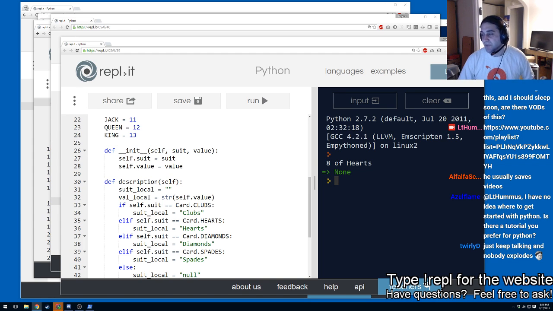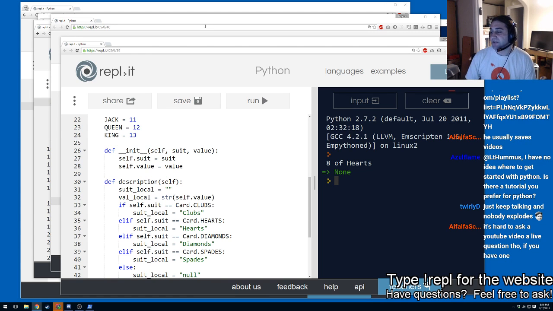What's up, Torley? All right, so it looks like there are no more questions. So NLW, let's get to your question: the difference between a class and an object and a data structure.